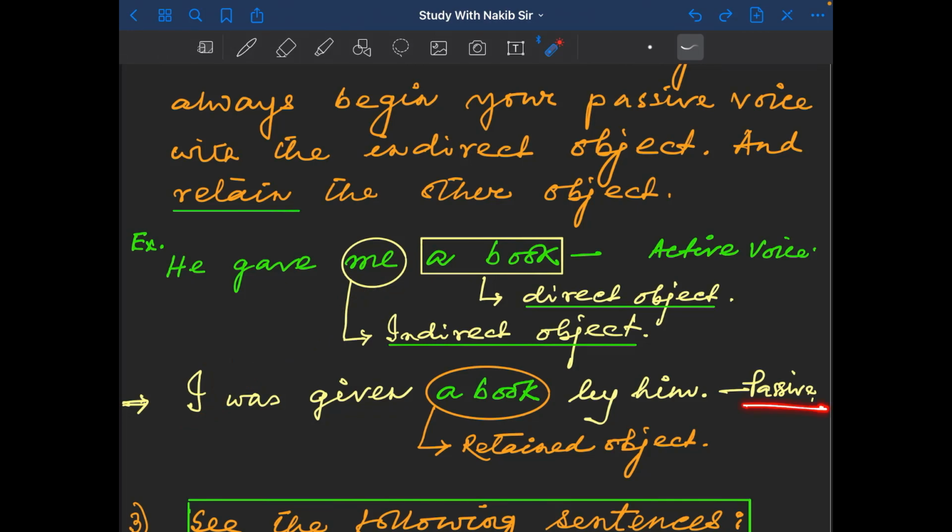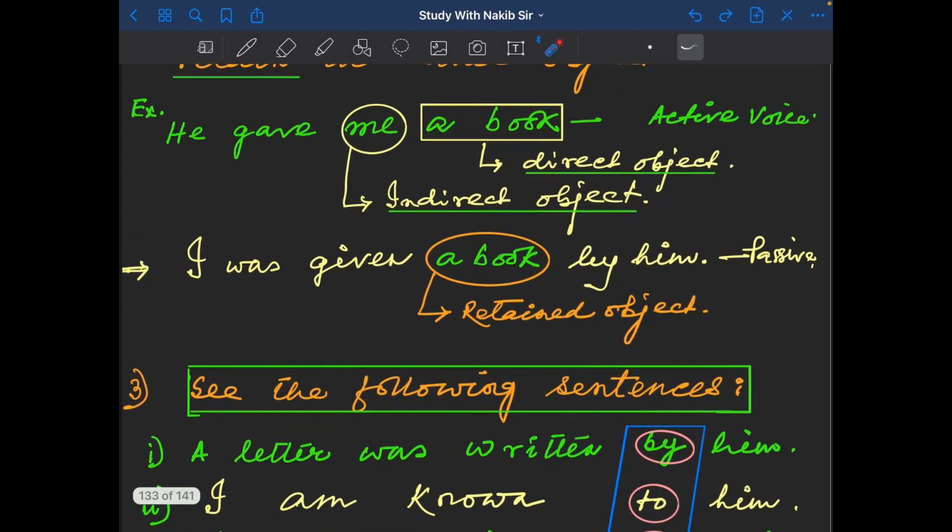This is the passive voice, and a book, this is the object. The direct object is retained here as it is. For this it is called a retained object. Okay, so you got your answer.